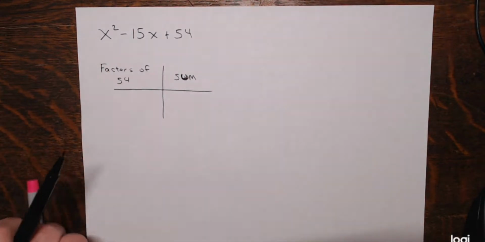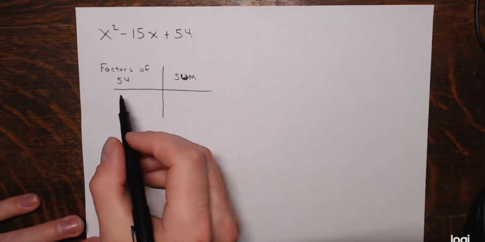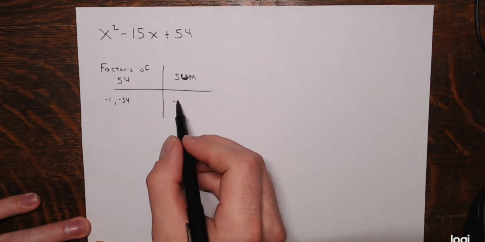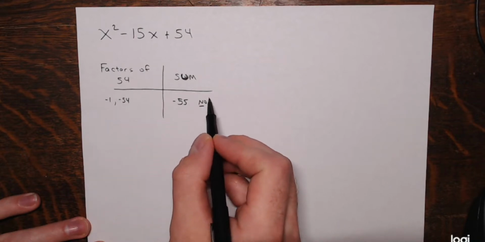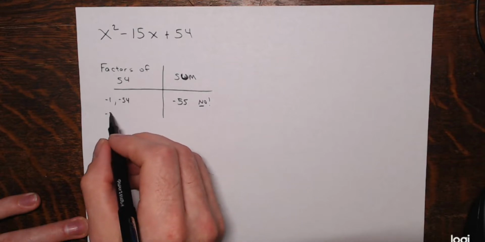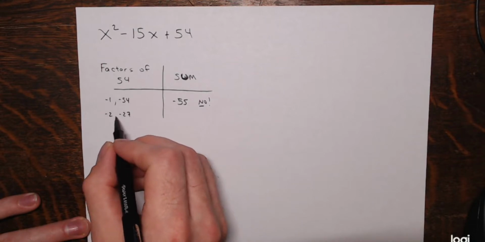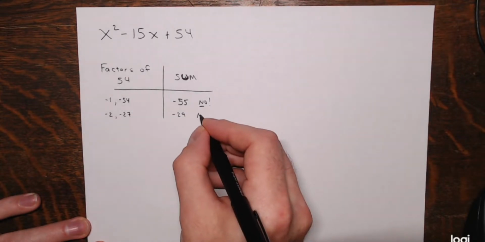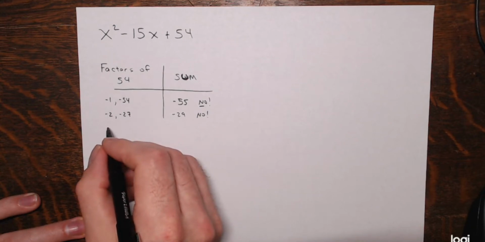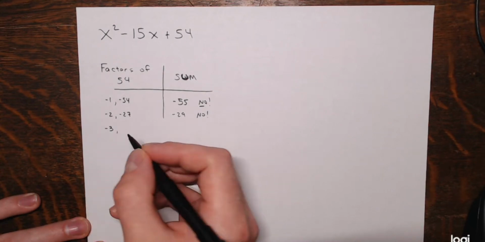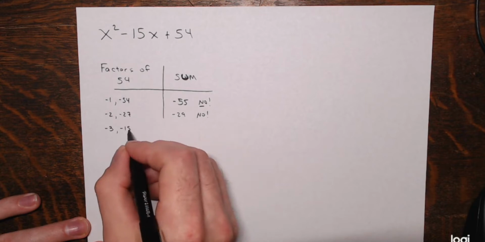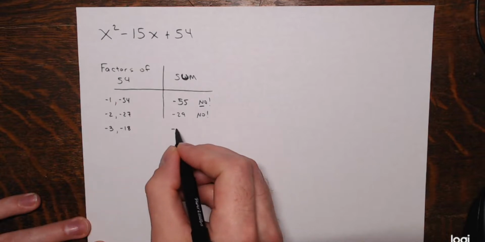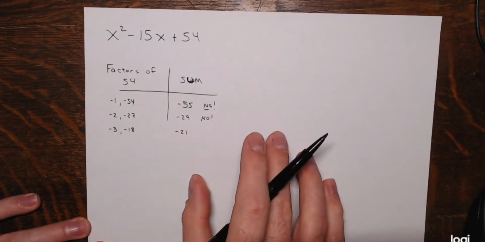So I want two numbers that multiply to be positive but add to be negative. So they need to both be negative. So there's negative 1 and negative 54. Those multiply to be positive 54, but they add to be negative 55, right? So no on that. Negative 2 and negative 27, right? Those multiply to be positive 54, but they add up to be negative 29. That's not negative 15. 3 goes into this, right? Negative 3 and negative 18. They multiply to be positive 54, but they add up to be negative 21. Looks like I'm getting closer to negative 15, but we're not quite there yet.